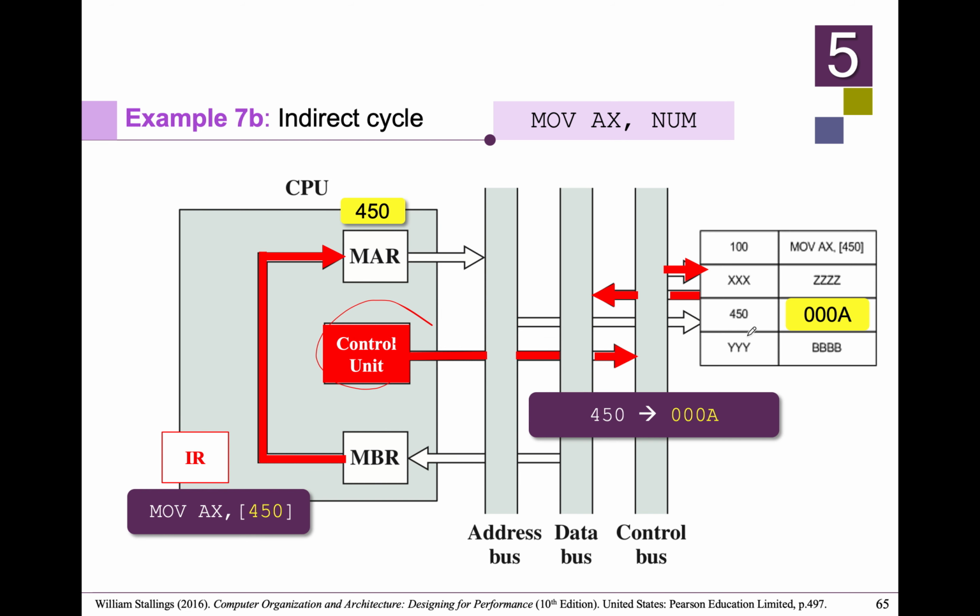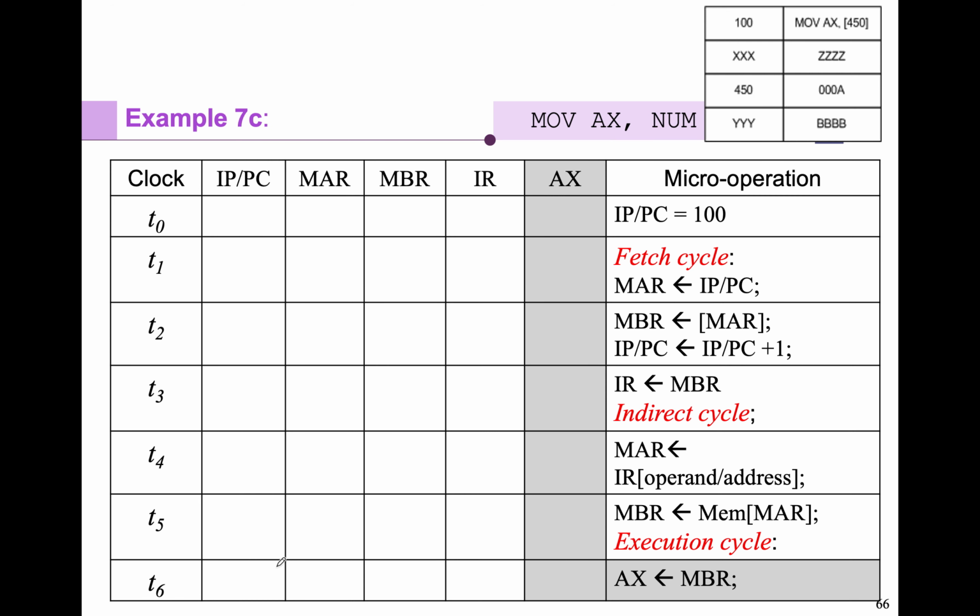Okay, when you see over here, it's pointing from your MAR. It's going to continue, and you can see your 45A is the value of 000A, so it's going to store this value into your AX. And we have another example, so that you can understand it more clearly.